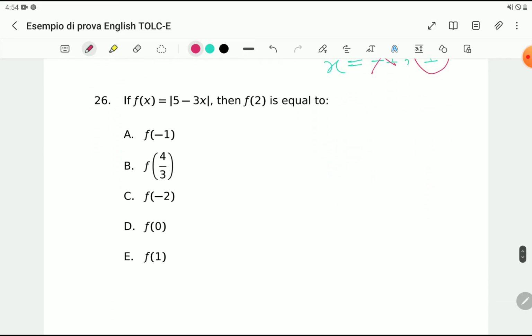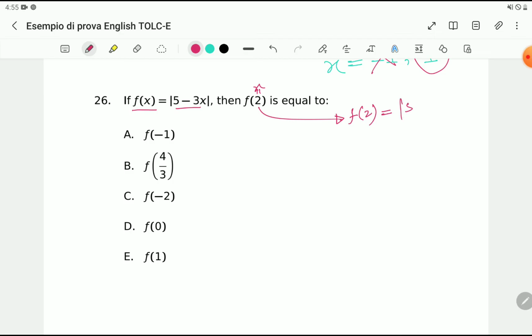Let's move on to the next question, 26. So it's very simple and easy to solve. If function of x equal to absolute value of 5 minus thrice x, then f of 2, that means if we put x value 2, it would be equal to what? We have to find out, right? So let's do it one by one. So let us find out what is the function of 2.